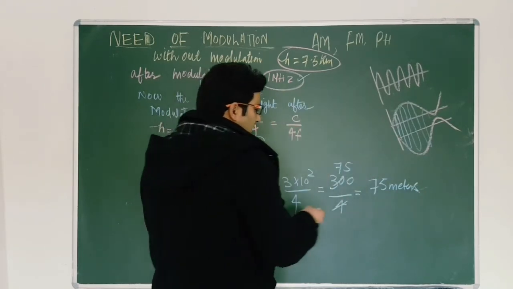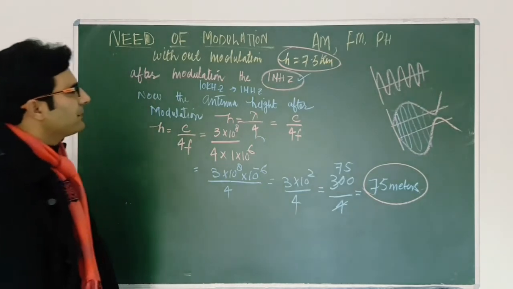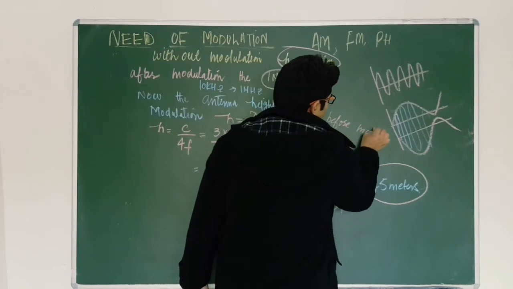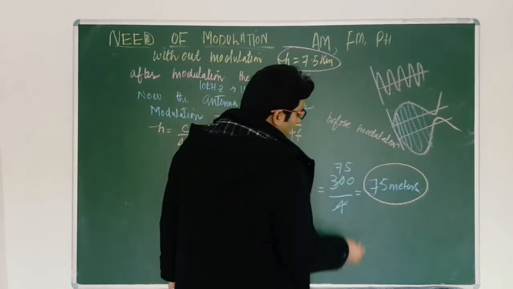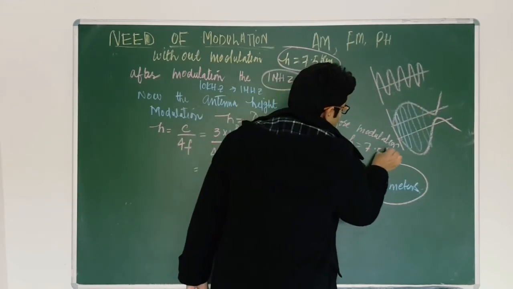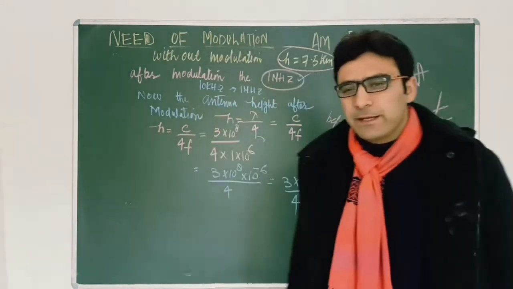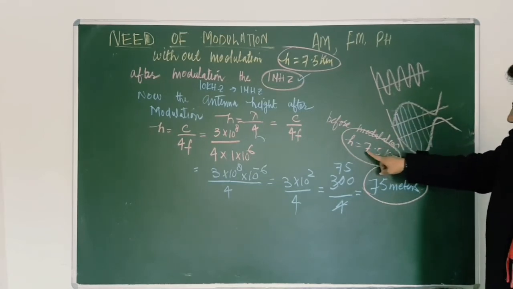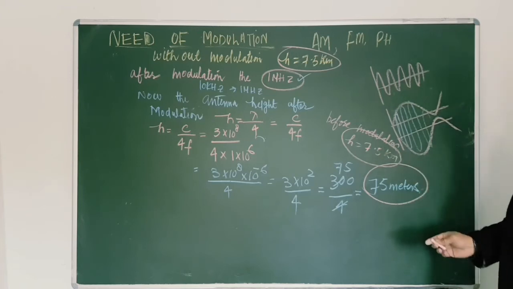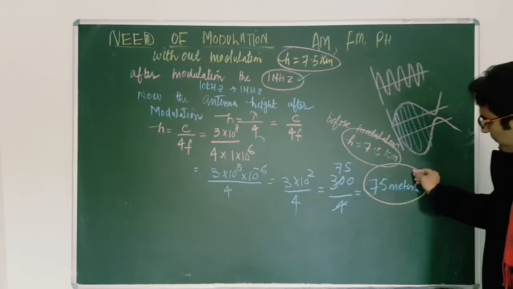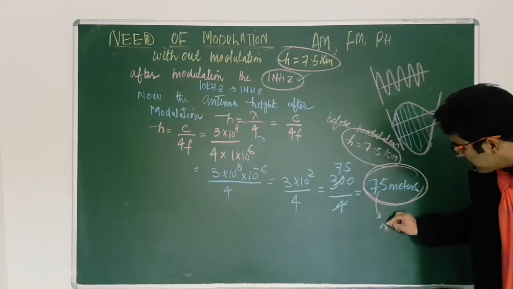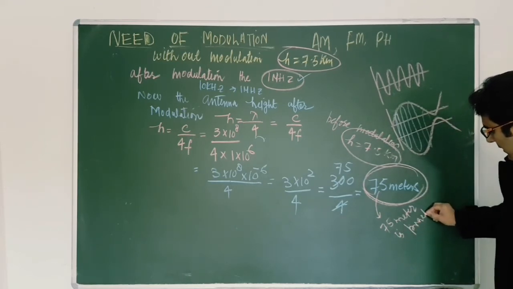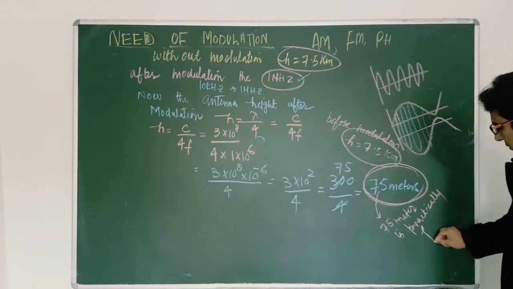75. It will become 75 meters. The antenna height should be 75 meters, and you will see before modulation the antenna height h is equal to 7.5 kilometers. This is the big thing that we have to remember: without modulation h is equal to 7.5 kilometers, and after modulation this will become 75 meters. And a 75 meter antenna is practically possible to design.